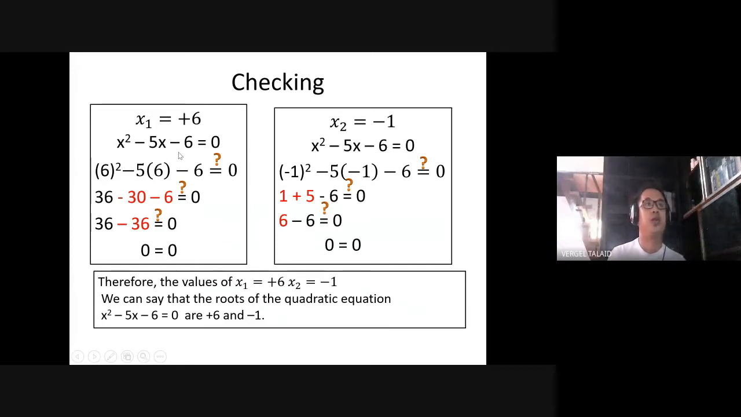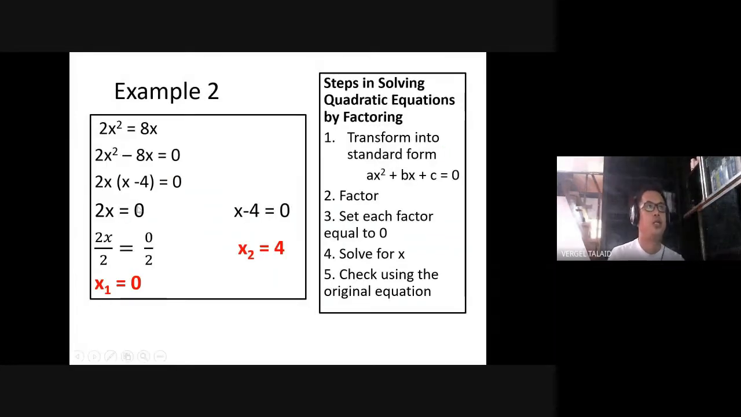X squared minus 5x minus 6 is equal to 0. How about negative 1? Negative 1 squared is positive 1. Negative 5 times negative 1 is positive 5. Bring down negative 6 is equal to 0. 1 plus 5 is 6. Minus 6 is equal to 0. So therefore, negative 1 is another root of the given equation. So the roots of the equation x squared minus 5x minus 6 equal to 0 are 6 and negative 1.